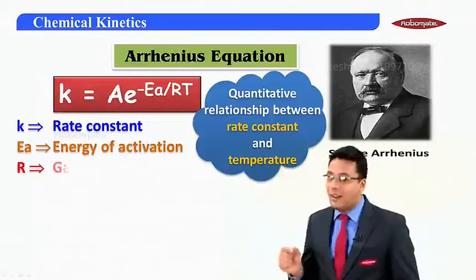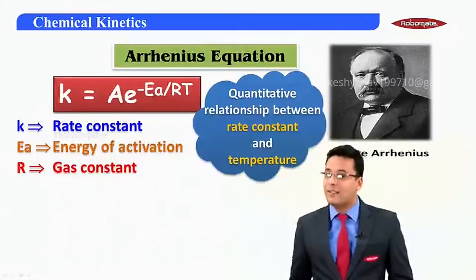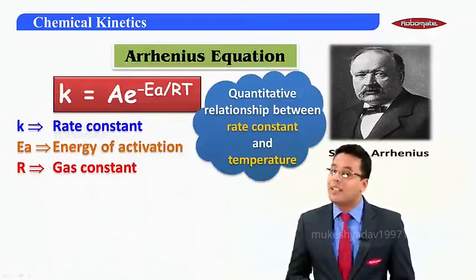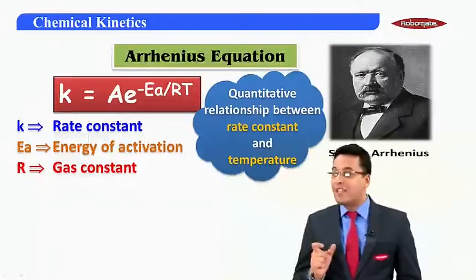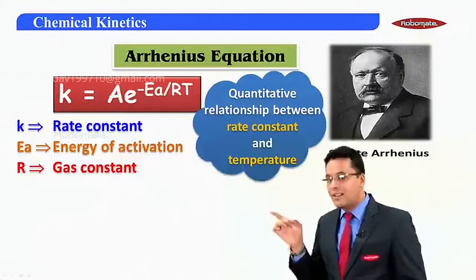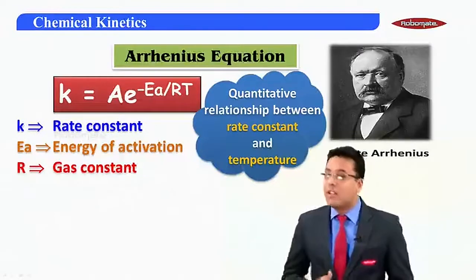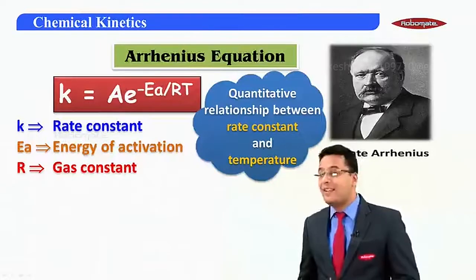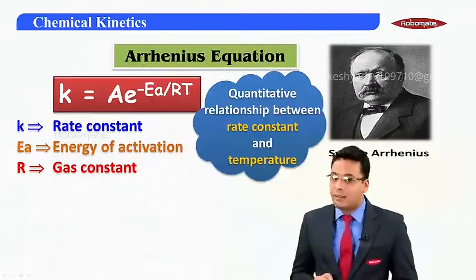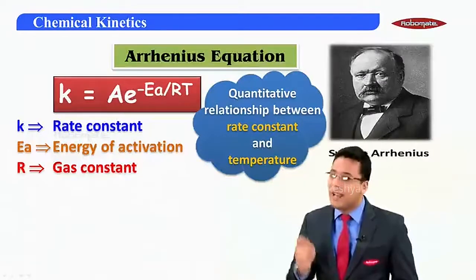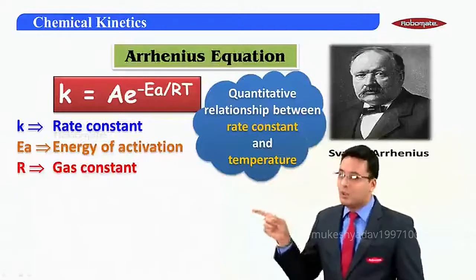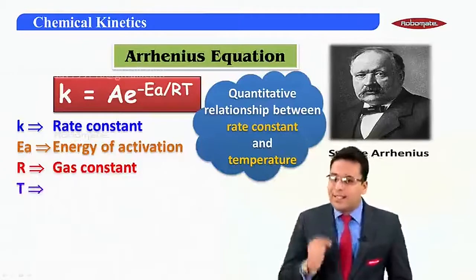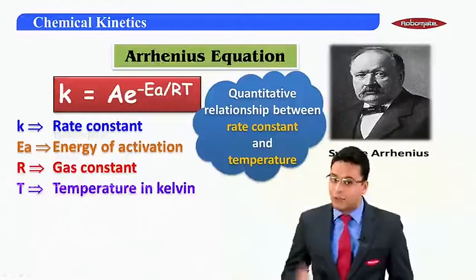Also remember that R is nothing but the universal gas constant. But the value of this universal gas constant depends on the unit of activation energy. If the energy of activation is taken in joules, then R will be 8.314 joules per mole per Kelvin. If the energy of activation is taken in calories, then R will be 2 calories per mole per Kelvin. It's approximately 2; the actual value is 1.987. Anyway, T is nothing but temperature in Kelvin, of course.